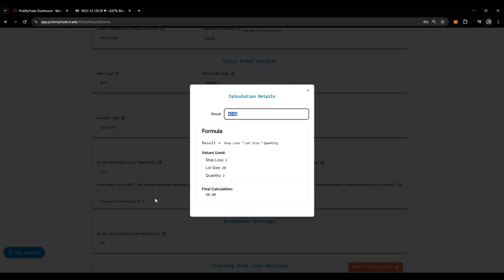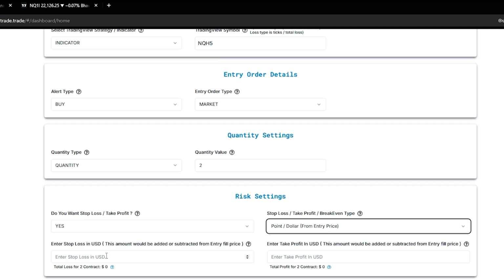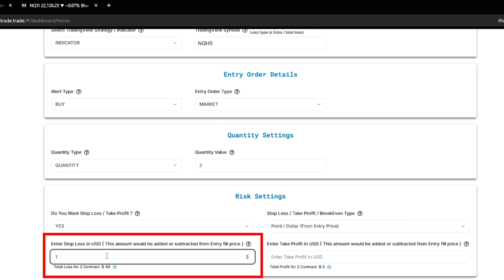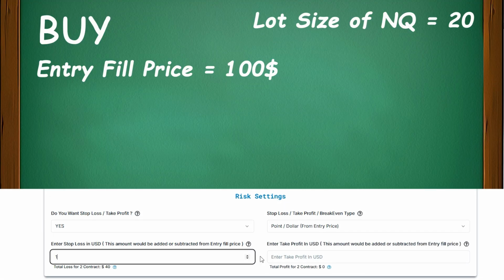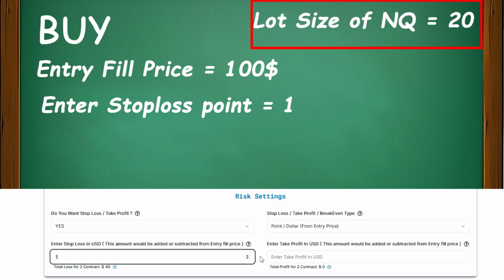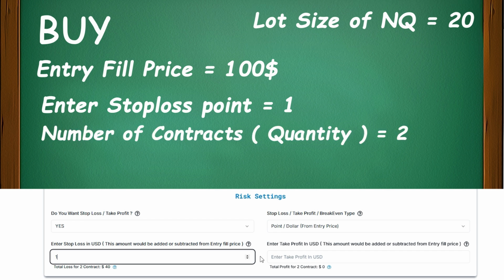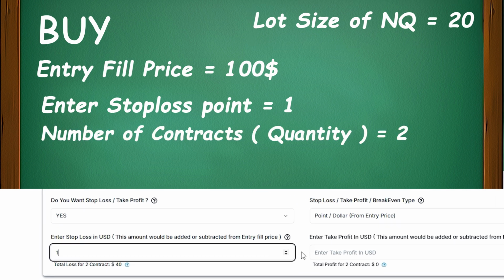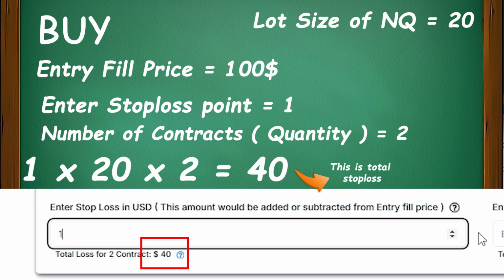Here are the calculations for the particular things, but let us understand them. Here, we have set an entry stop loss in USD for 1 point. So it is calculating as entry stop loss point is 1. The lot size of NQ is 20, and the quantity we have taken is 2. Therefore, 1 into 20 into 2 is equal to 40. So this is all about the point in dollar.